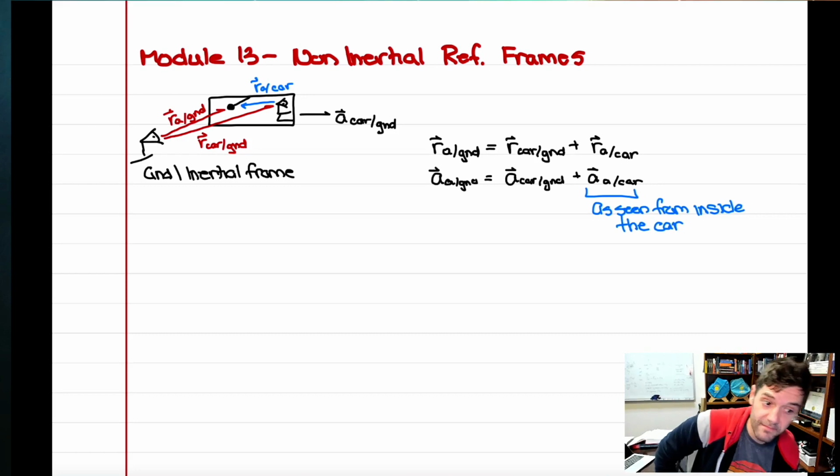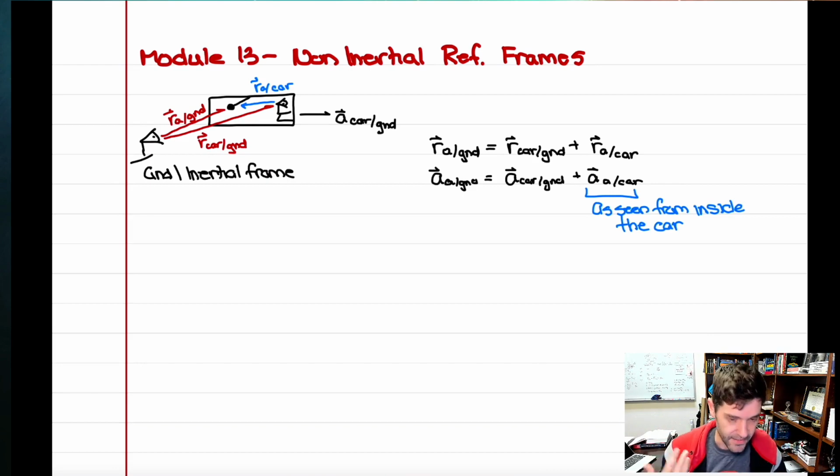Again, this observer does not necessarily need to know that the car is accelerating. You just look behind you at the thing dangling down and make an assessment of the acceleration as you see it in the car. It doesn't matter whether or not you know that the car is moving.